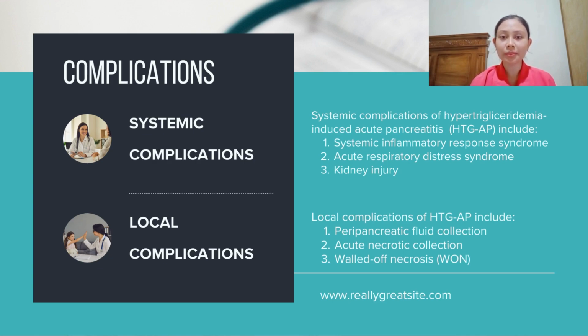The complications can be divided into two: systemic complications and local complications. The systemic complications of hypertriglyceridemia-induced acute pancreatitis, or HTG-AP, include systemic inflammatory response syndrome, acute respiratory distress syndrome, and kidney injury. Next, the local complications of HTG-AP include peripancreatic fluid collections, acute necrotic collection, and walled-off necrosis, or WON.